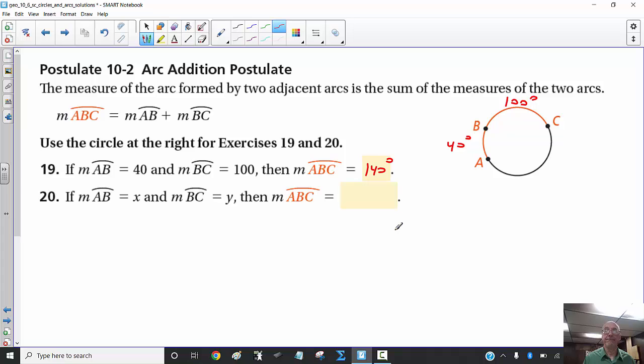Okay, let's take a look at the next part. Let's go down here for 20. I'll write in red for that. If AB is X and BC is Y, well then clearly the measure of this arc ABC is going to be X plus Y.